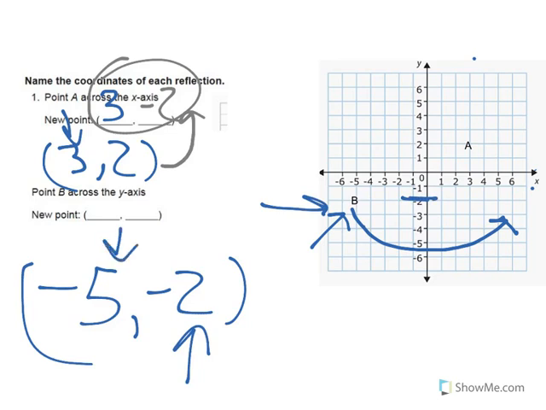I'm sure some of you are noticing right away that it's just going to become positive on the other side because I'm going over like a mirror. And that comes from absolute value. So it's 5 over here and then 5 over the other direction, so it's a distance of 10. Hopefully you're saying to yourself, my new point is 5, -2.